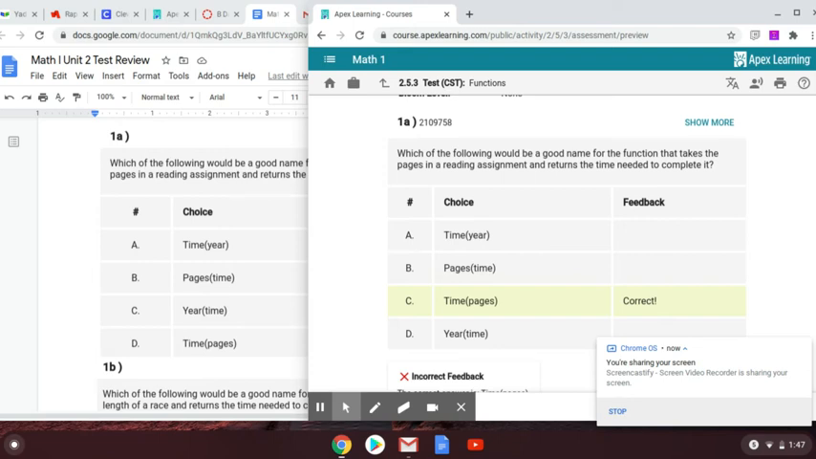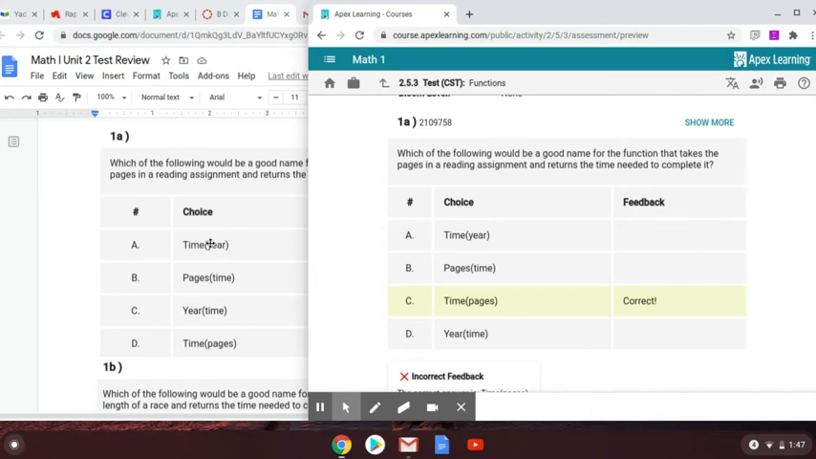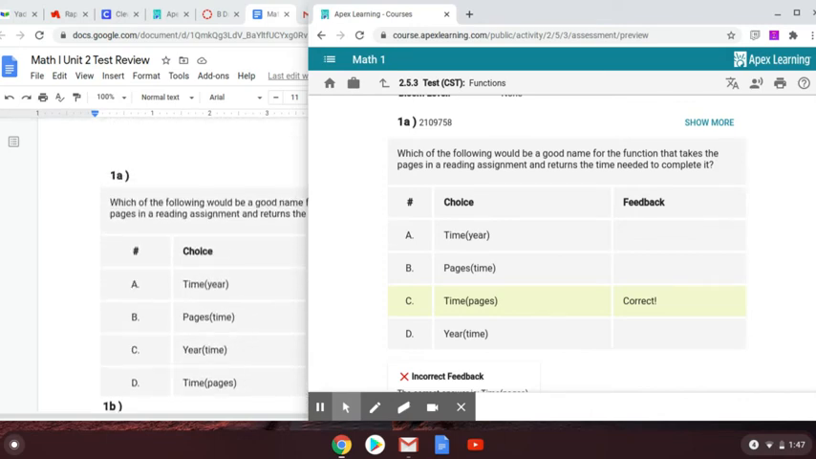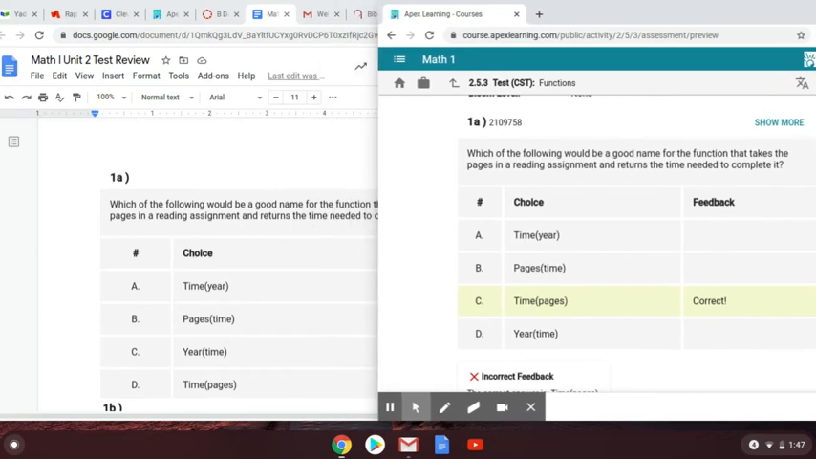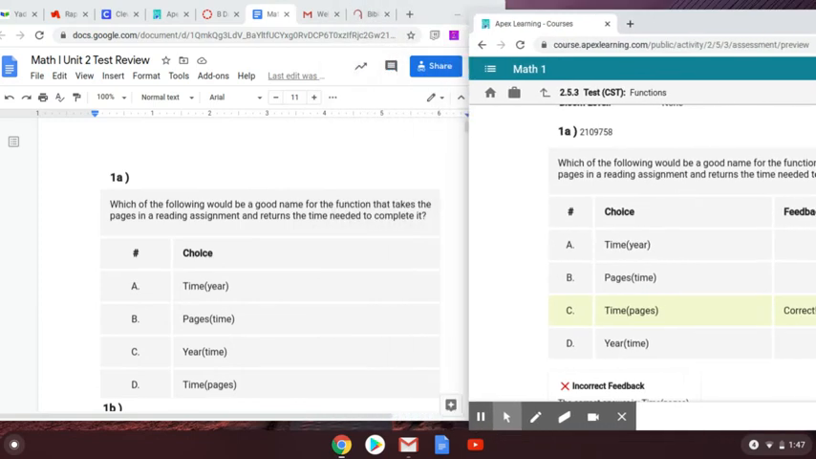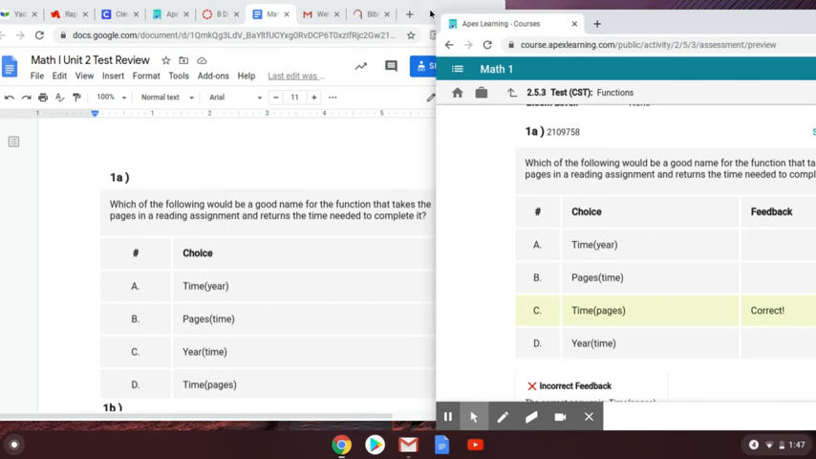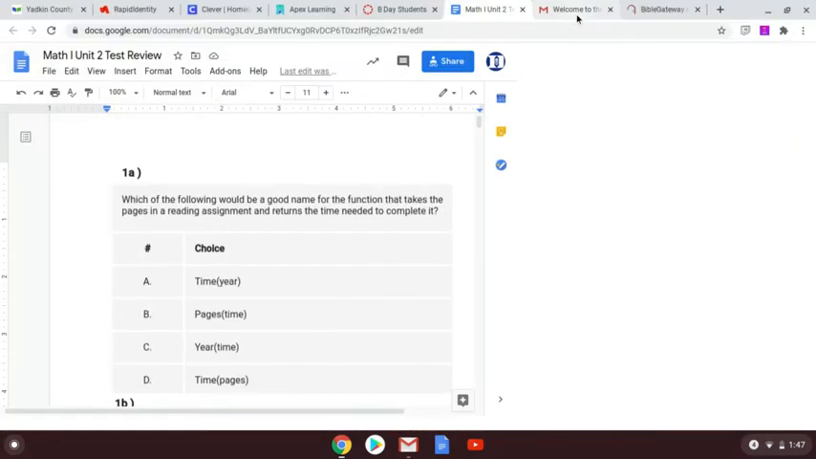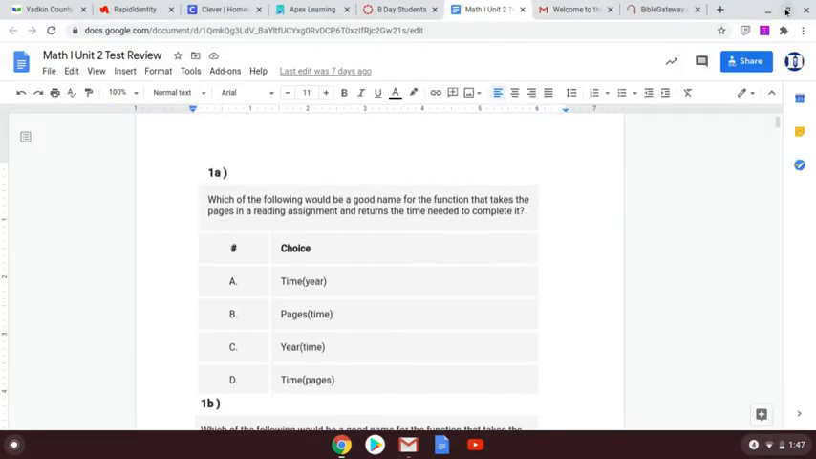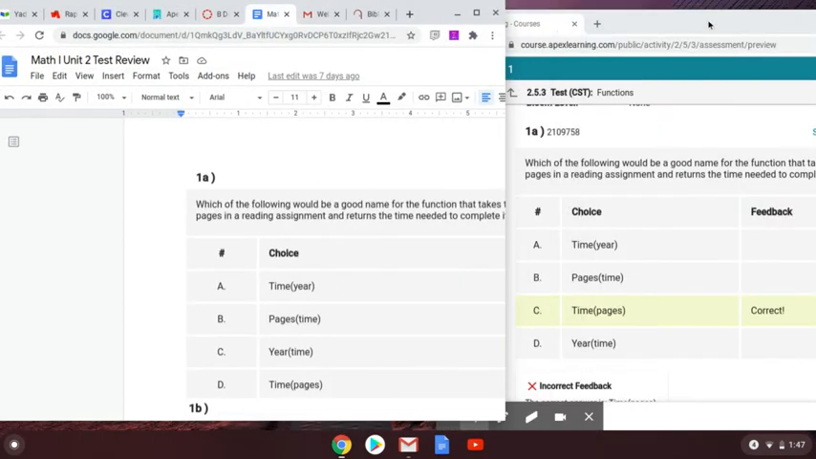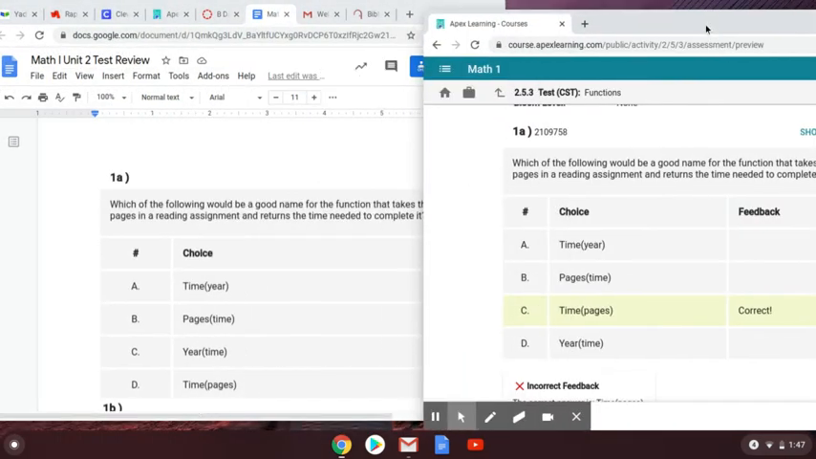Okay, this is the review for your Unit 2 test. I have the answers over here on the right side and what you actually saw over here on the left side. I'm using Screencastify, and I can only record up to 5 minutes at a time, which is okay anyway, because you might not need to see all of this. And if I actually did all of it at one time, it'd probably be too long anyway.